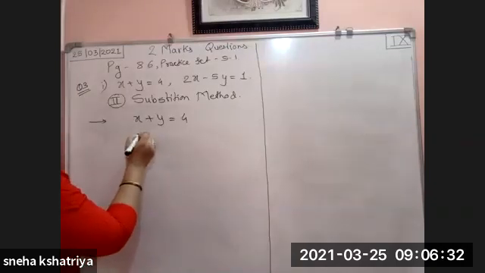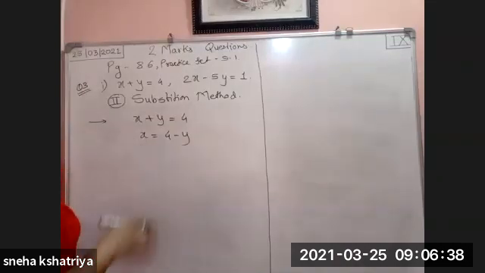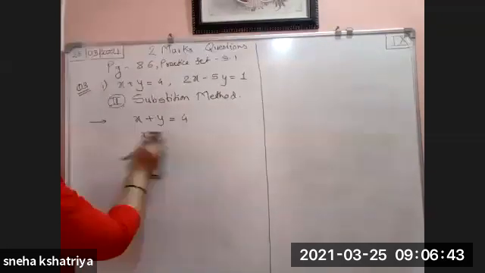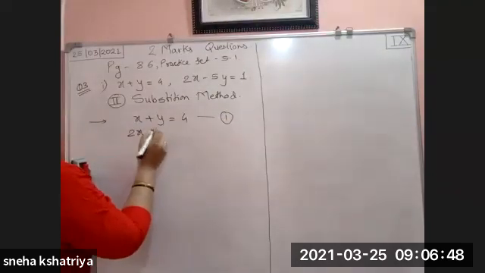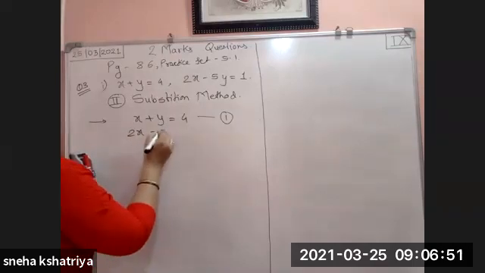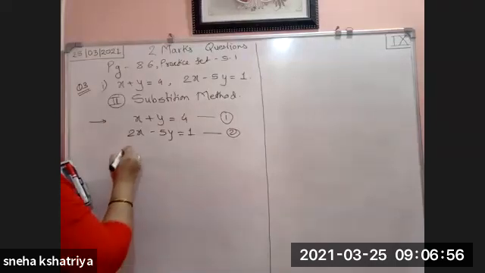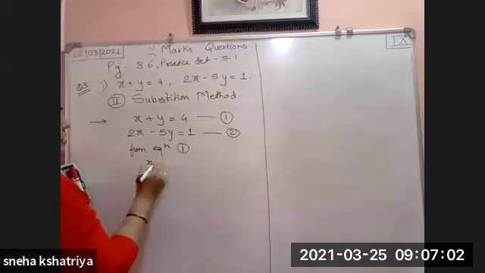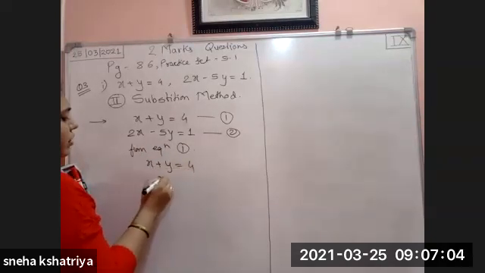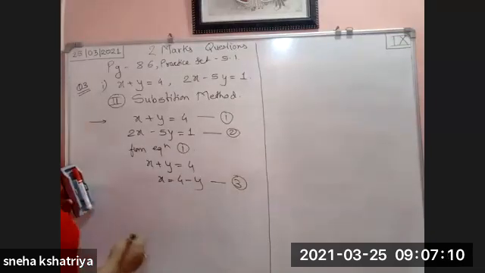From this, I am going to find out the value of either x or y. Let us find out the value of x. X is equal to 4 minus y, because plus y is there; after shifting to the right hand side, it becomes minus y. Call it equation number 1. Then the given 2x minus 5y is equal to 1 is equation number 2. So from equation 1, x plus y is equal to 4, x is equal to 4 minus y. Call it equation number 3.